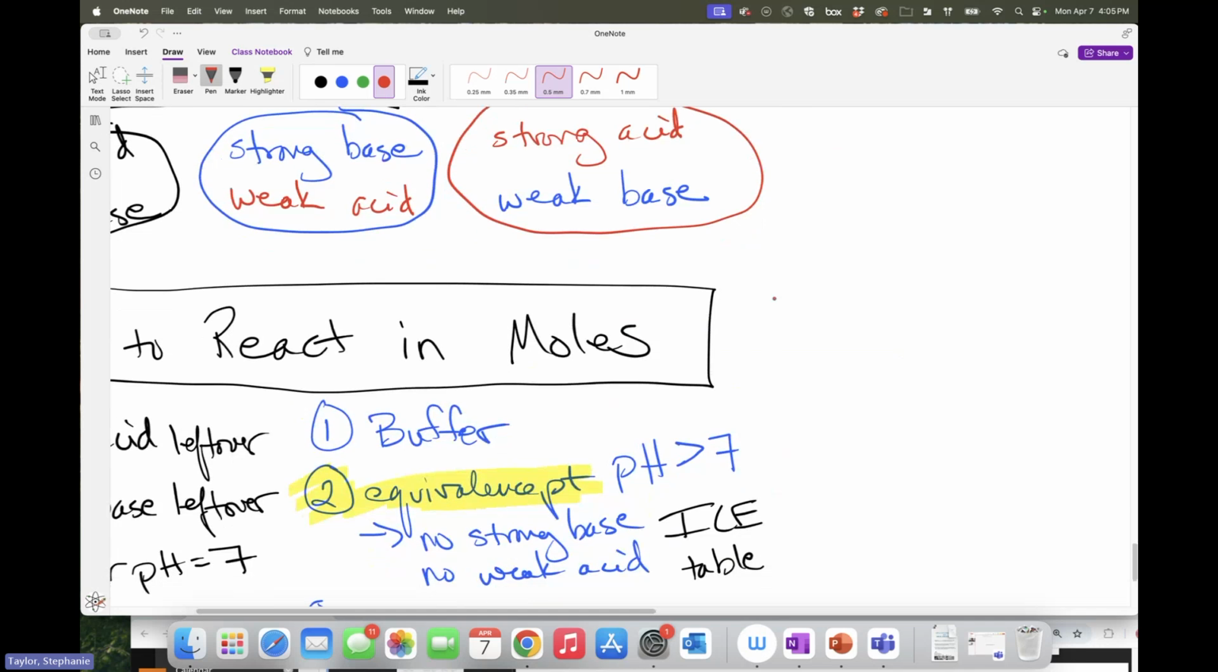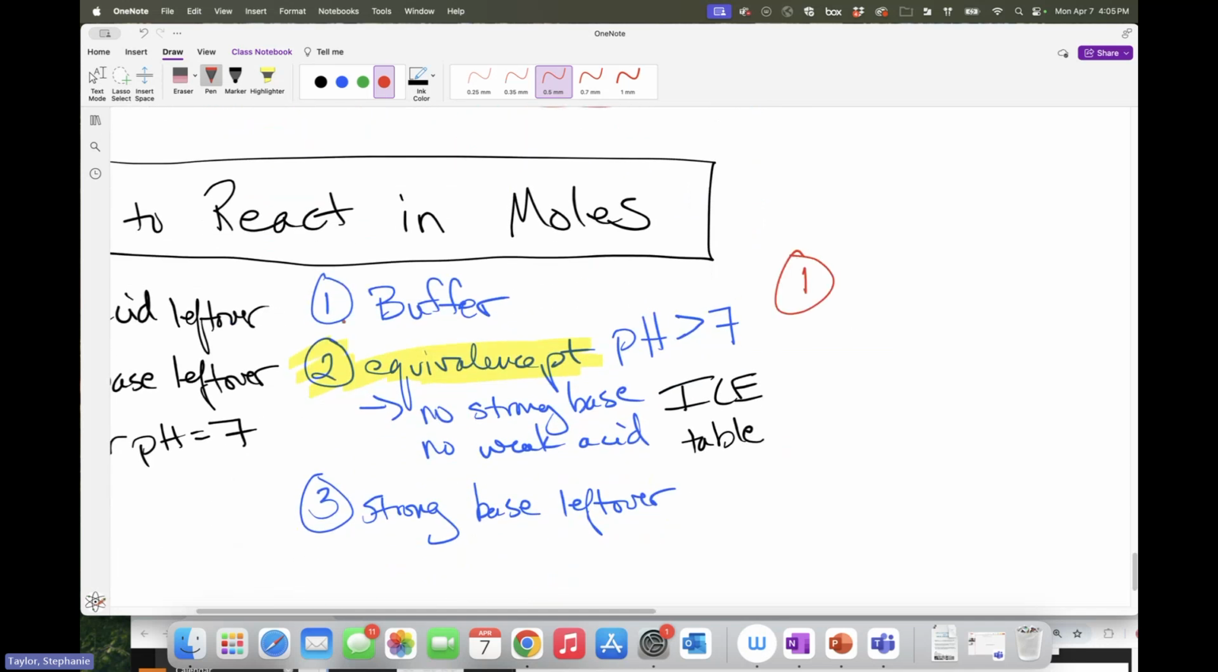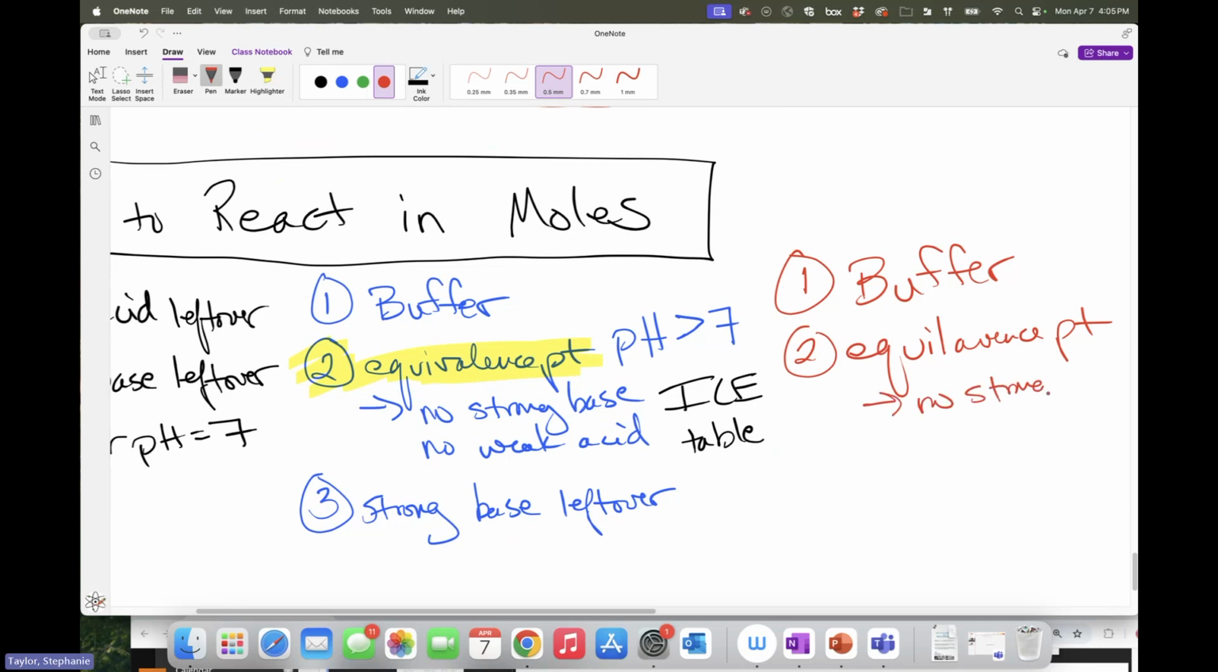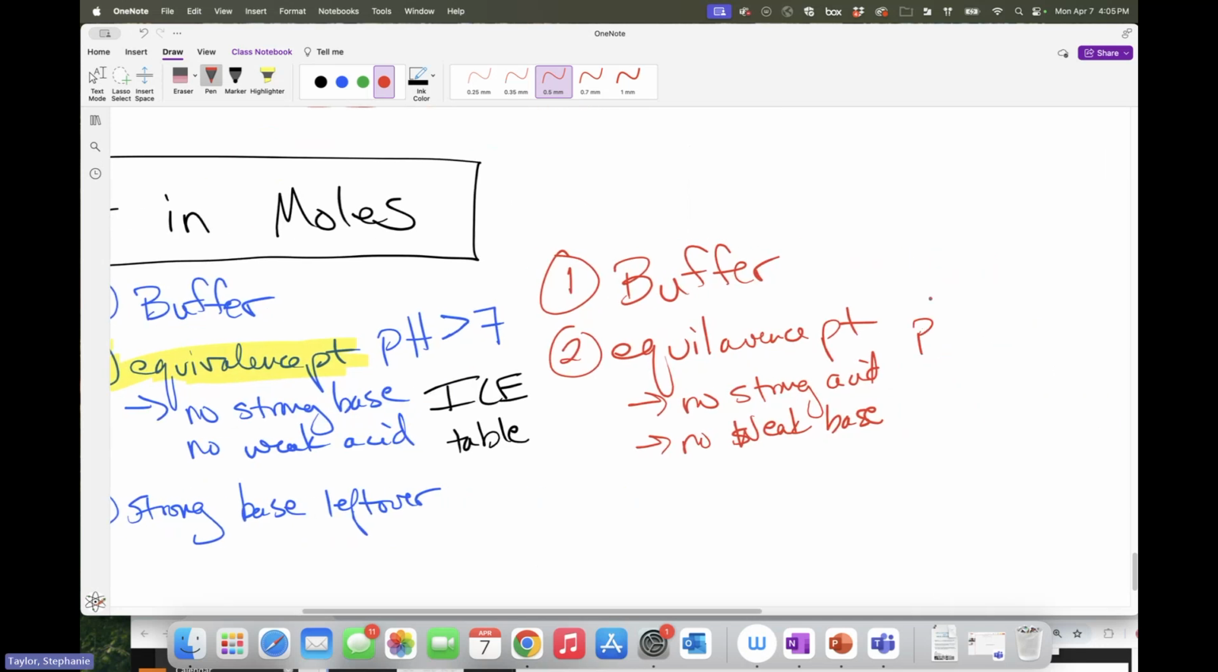Last setup, strong acid, weak base. I want you to see how similar these things are. Buffer. The equivalence point: no strong acid, it's all gone. No weak base, it's all gone. So therefore your pH has to be less than 7. It's an ice table.